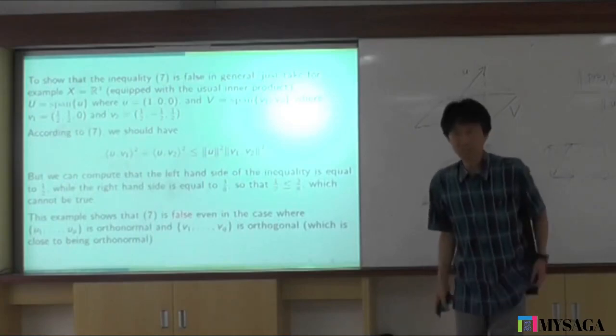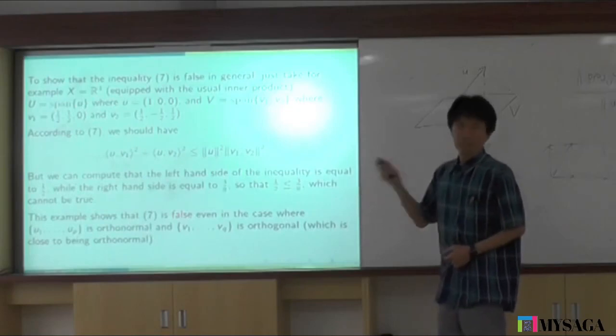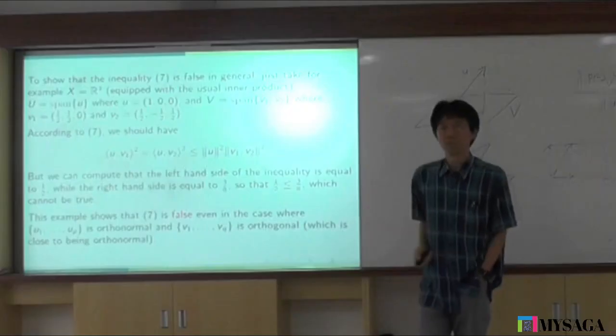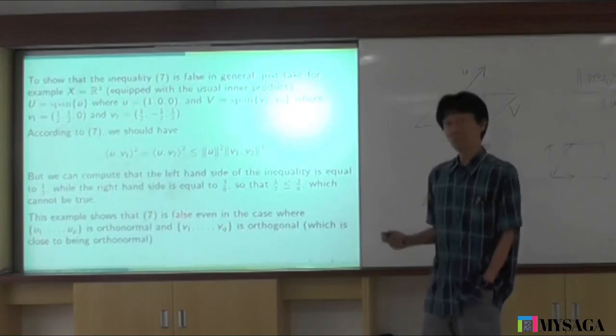How to find the counter example? Well, it's not too hard. You just choose R3, and then U one-dimensional, V is just this, V1 and V2. If the inequality was correct, we would have that. But when we compute the left hand side, we get a half. We compute the right hand side, we get 3/8. So of course, a half is not less than or equal to 3/8. So it's wrong.